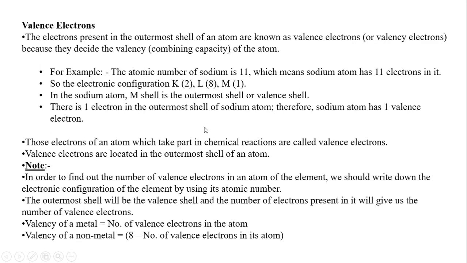Valency decides how many electrons an atom can lose or gain. The valence electrons are in the outermost shell. One important rule: up to 4, you can write the number of valence electrons as such. If it is more than 4, you need to subtract from 8: 8 minus the number of valence electrons. For example, oxygen is 2, 6. If it is more than half filled, you subtract from 8, so 8 minus the number of valence electrons.